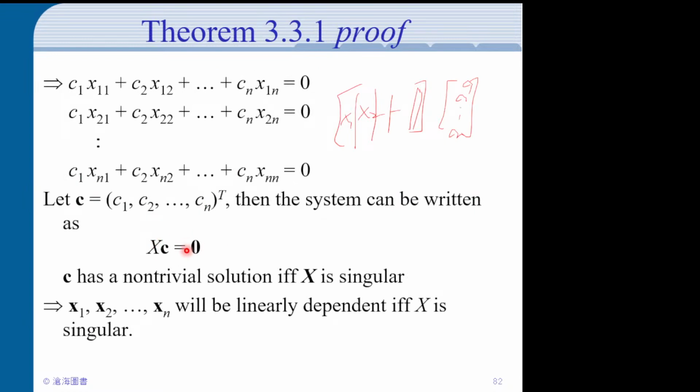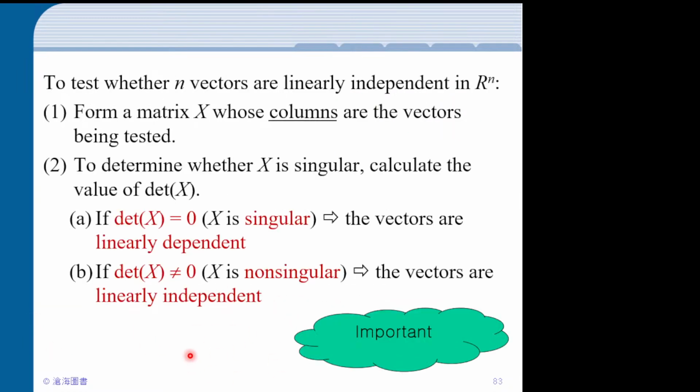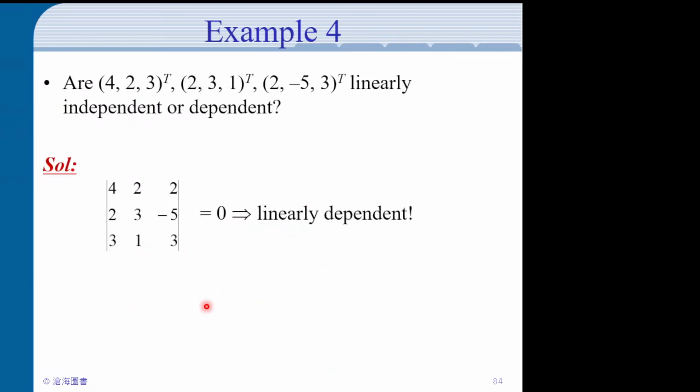And we want to find a non-trivial solution for c, and that's if and only if X is singular, as we said before. So x1 to xn are linearly dependent if and only if X is singular. Here is just what we did before, and we just say it again. We form this matrix by listing the columns together, and see if the determinant equals 0, which tells whether the vectors are linearly dependent. Now we have an example.